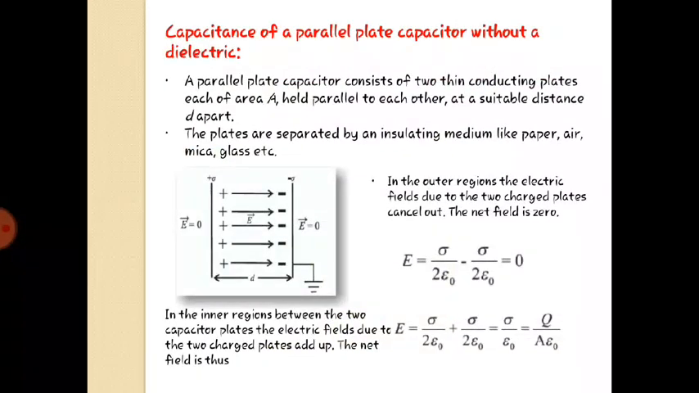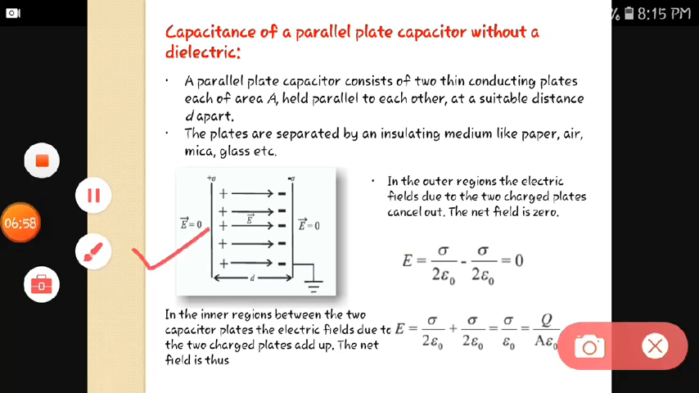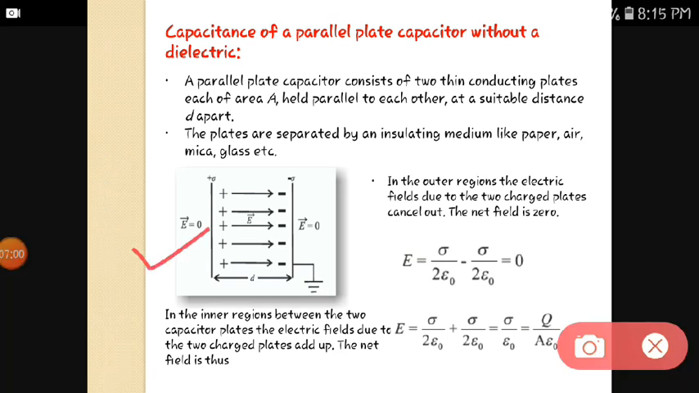Here is the first point, which gives you the idea about capacitance without a dielectric. Here you can see the diagram. On this diagram you can see two parallel plates. One of them has positive charge, another has negative charge. The negative charge plate is grounded. This is the basic construction of a capacitor.